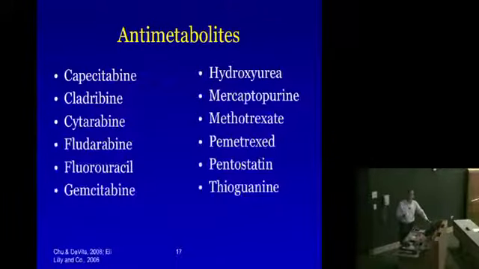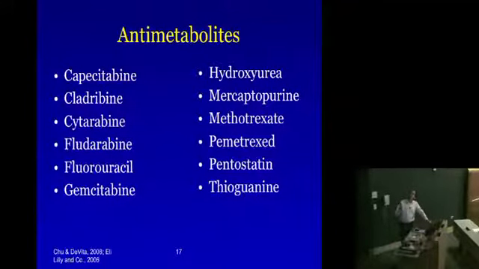And so when we look at antimetabolites, we have a number of drugs, both oral agents and IV formulations, that we use, and they cross a number of disease sites. Capecitabine is an oral agent used in tumors of the GI tract as well as breast cancer. Cladribine, cytarabine, and fludarabine are used for the hematological malignancies. Fluorouracil is a very old drug used in GI malignancies and head and neck malignancies as well. Gemcitabine is used right across the board, including lung cancer.